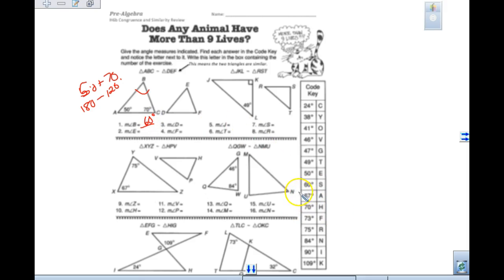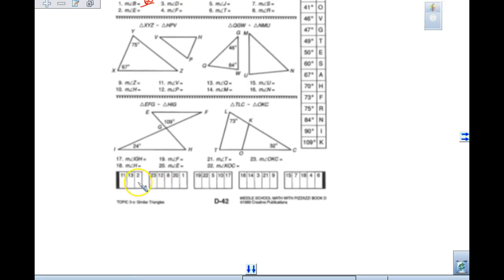Now, I am not going to cross off the 60 over here because it's very likely that I'm using the number 60 again. But that means down below, number 1 for 60 is going to be the letter S. Okay? So number 1, you should put the letter S, right?